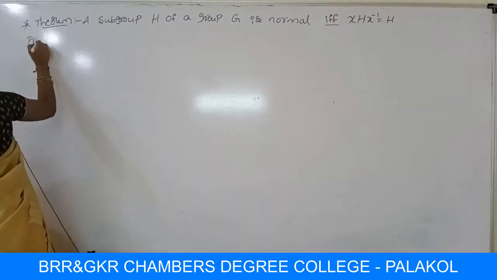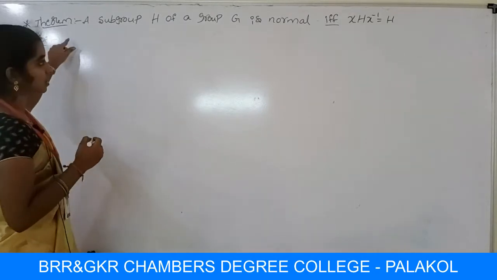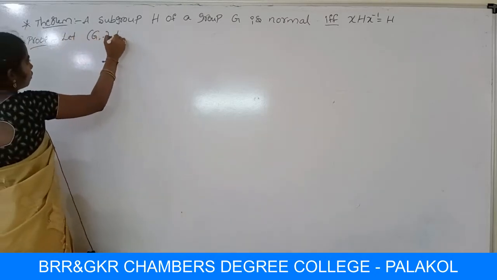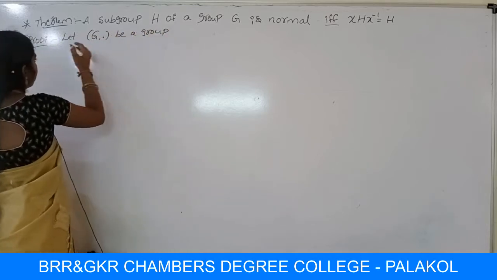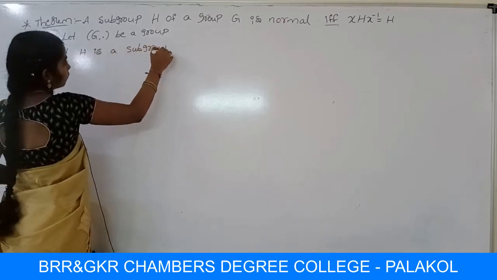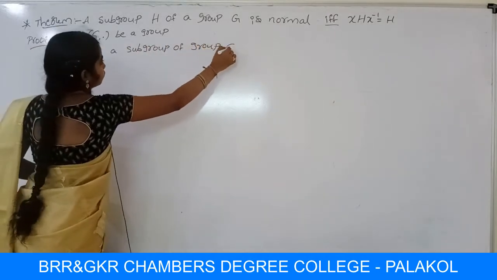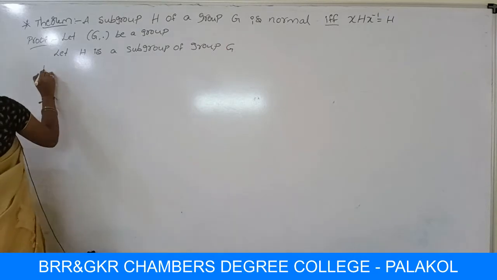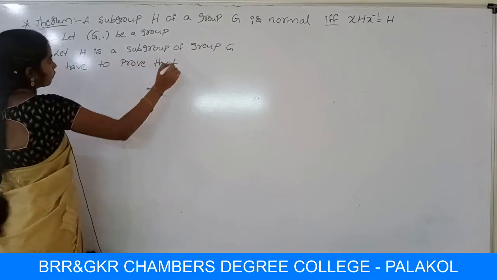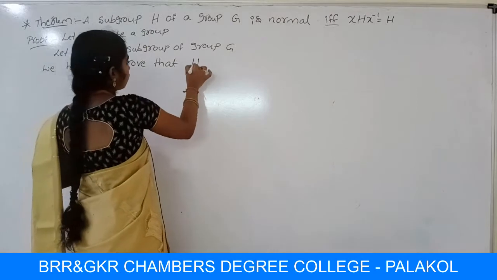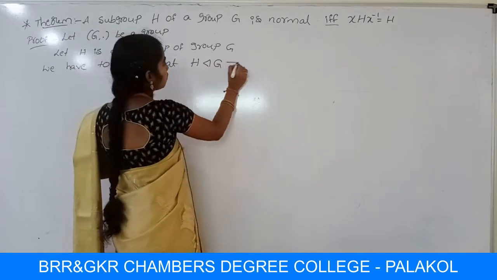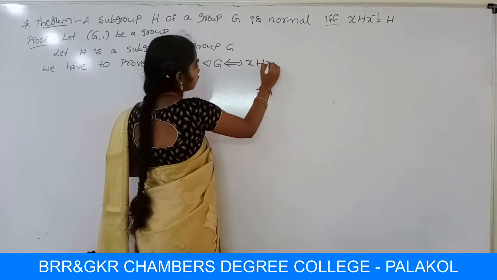So, proof. Already you know that Z comma dot is a group and H is a subgroup of Z. So let Z comma dot be a group, and let H be a subgroup of group Z. We have to prove that H is a normal subgroup of Z. So we write H is a normal subgroup of Z if and only if X H X inverse equal to H.